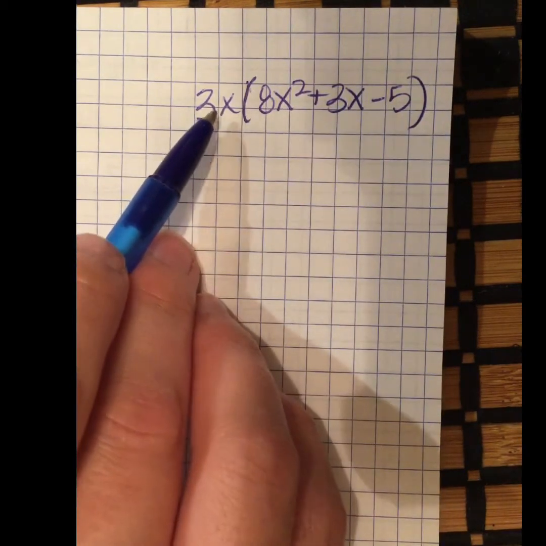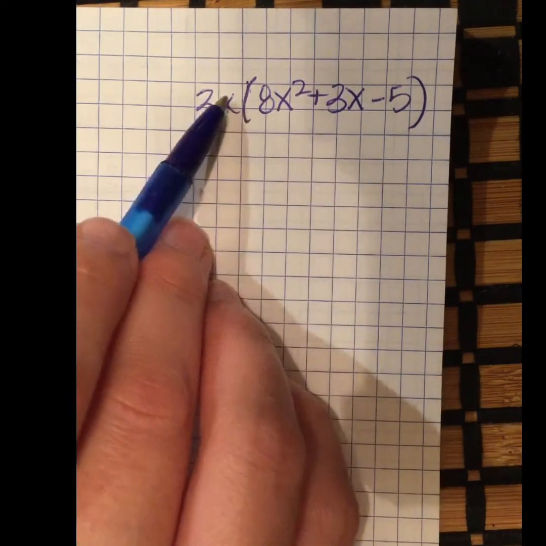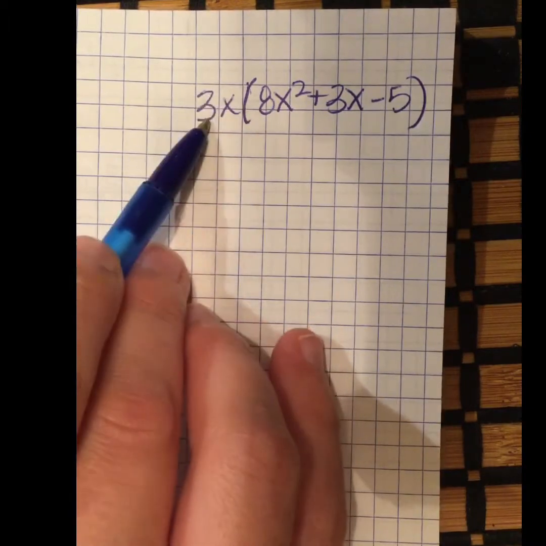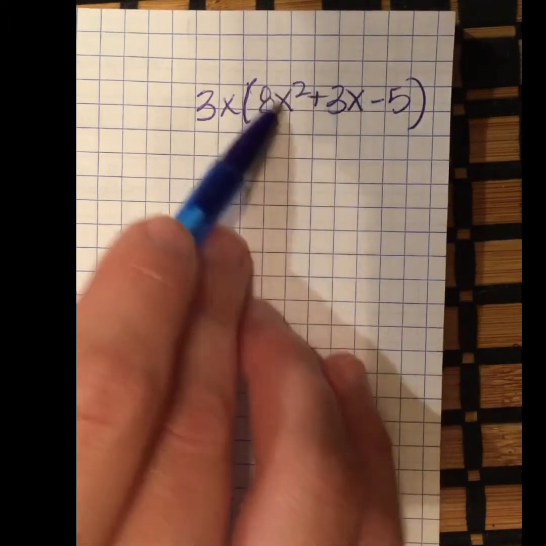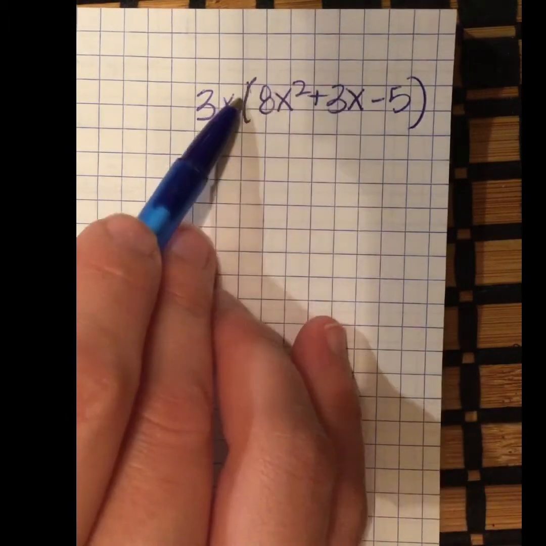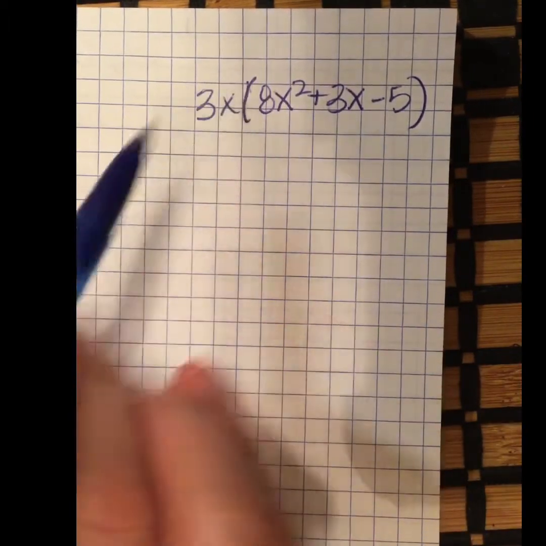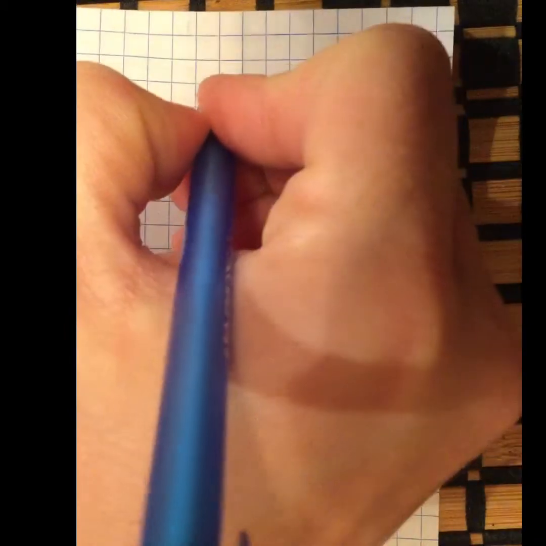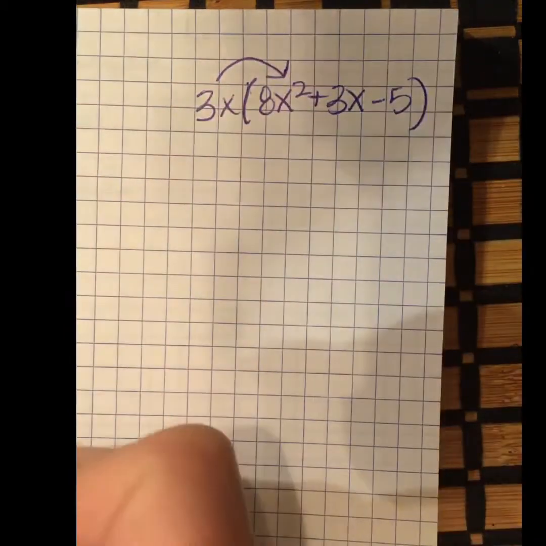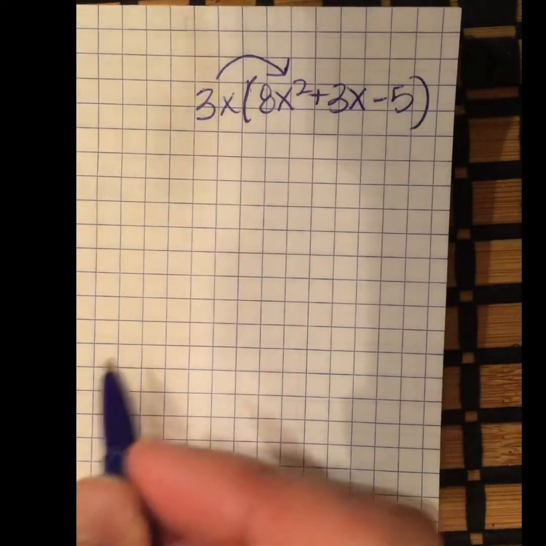I just want to start off pretty basic and do just some basic distributing before we talk about the whole FOIL thing again. But what you see here is you still have 2 expressions. 3x is an expression, and 8x squared plus 3x minus 5 is another expression. And because they're right next to each other, that means they're being multiplied. So I think you all know how to do this, but we just call this distribution. It's just a fancy word for pass out.